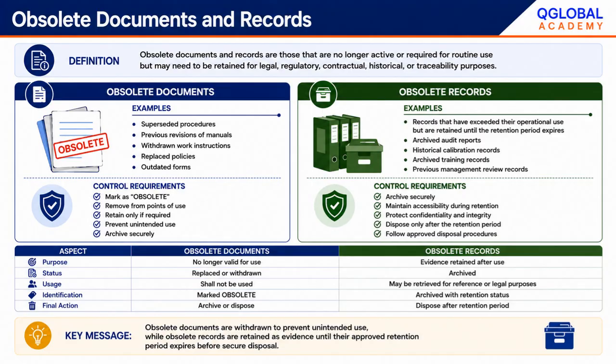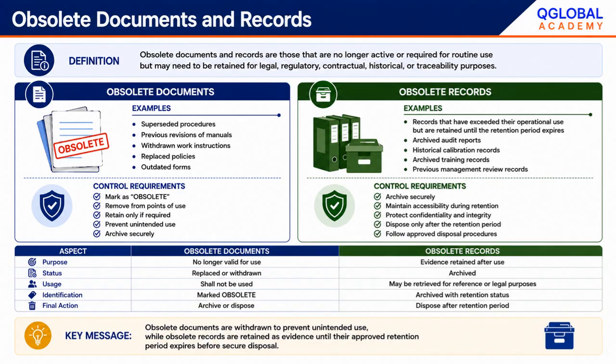Obsolete documents must be strictly controlled to prevent unintended use. They should be clearly marked as obsolete so that users can easily identify them. They must be removed from all points of use, such as workstations, shared folders, or operational systems. If retention is required, it should only be for specific purposes, such as reference or legal needs. Measures must be taken to prevent accidental use, and such documents should be securely archived.